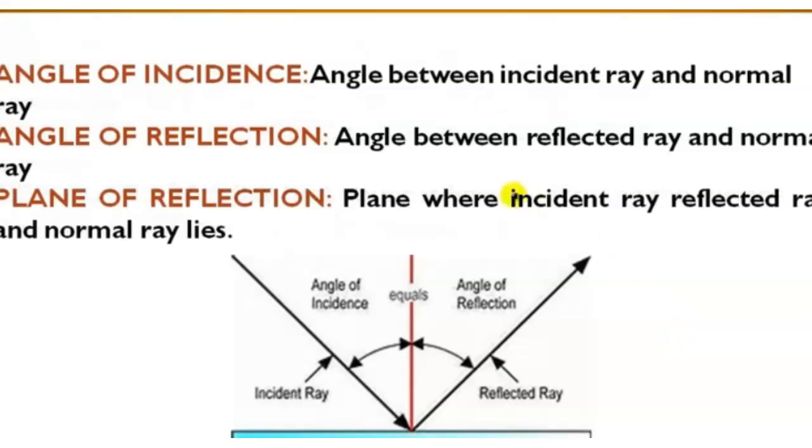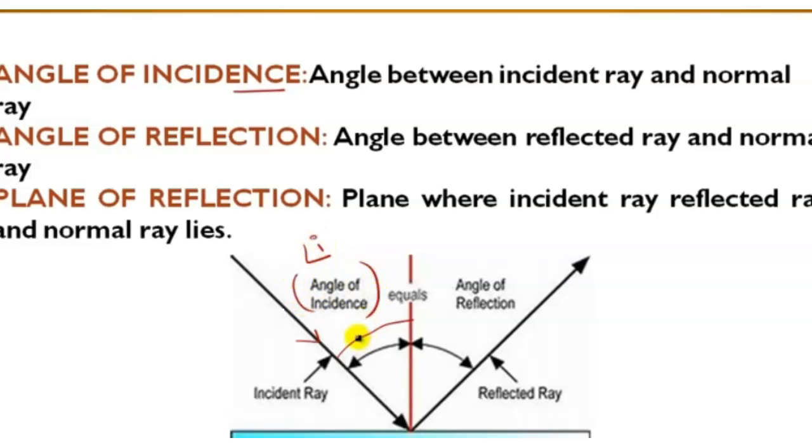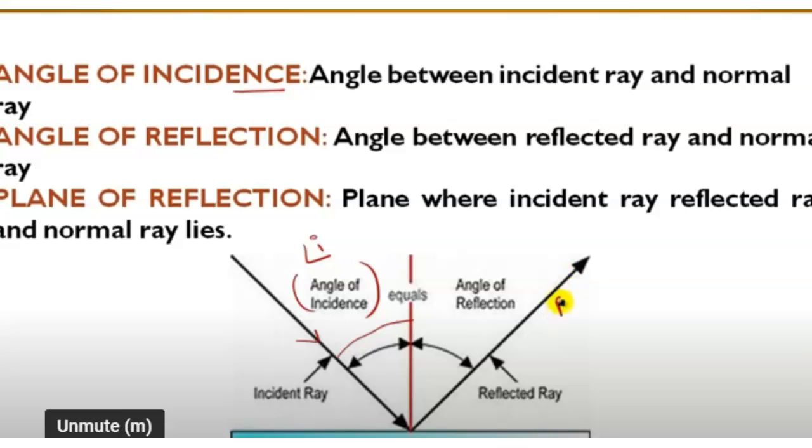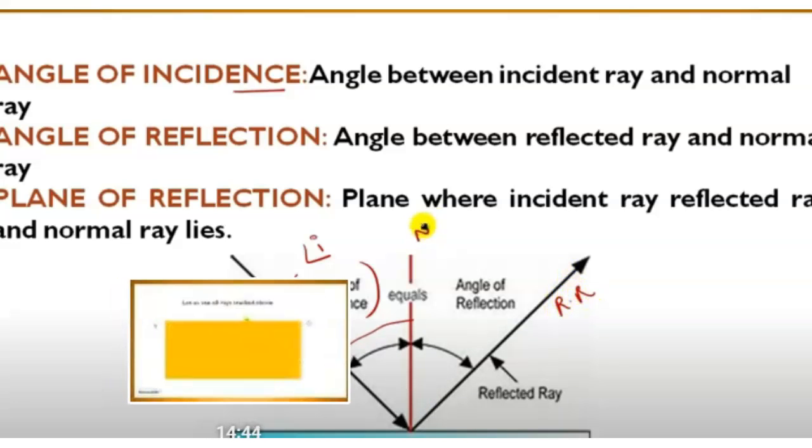If I can zoom the diagram, the angle of incidence is the angle between incident ray and normal, and the angle of reflection is the angle between reflected ray and normal. And you also know the plane of reflection. I think we should finish it as early as possible. We have already done this.